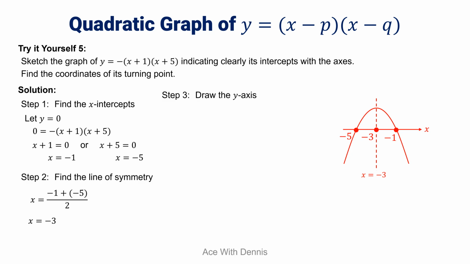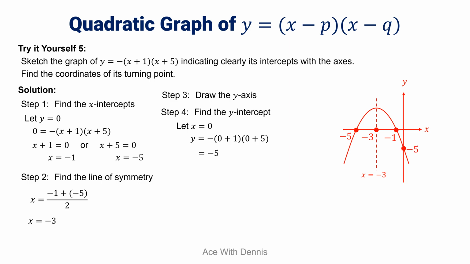Step number 3. Draw the y-axis. So for this case, the y-axis will be after the -1. Hence, this will be the y-axis. Then step number 4, we find the y-intercept. So to find the y-intercept, we let x equals 0. Then the equation becomes y equals negative bracket 0 plus 1 times bracket 0 plus 5, and the value is -5. So this point will be -5.